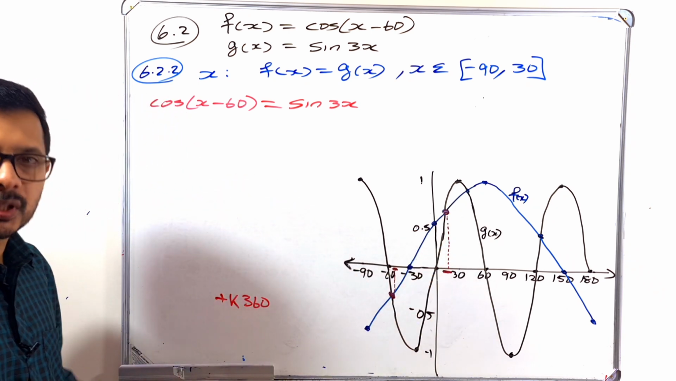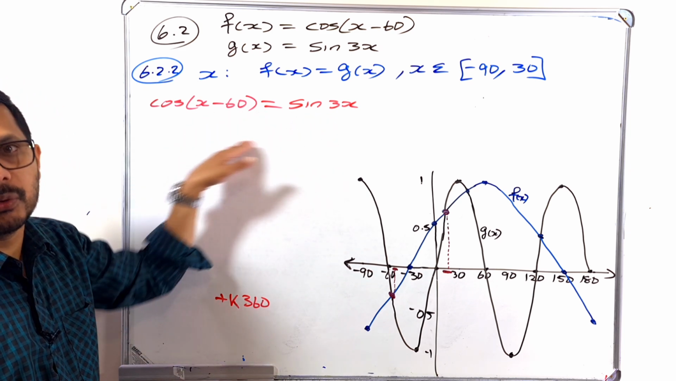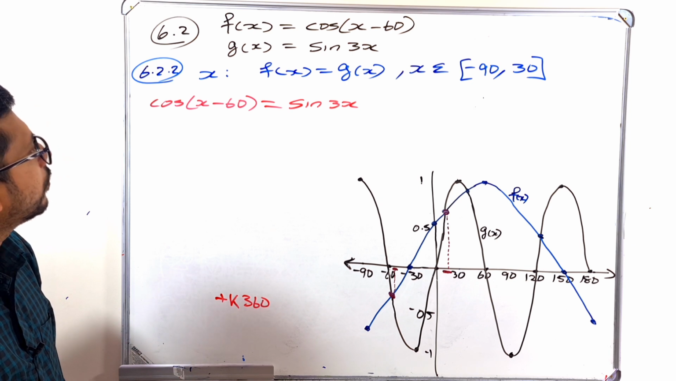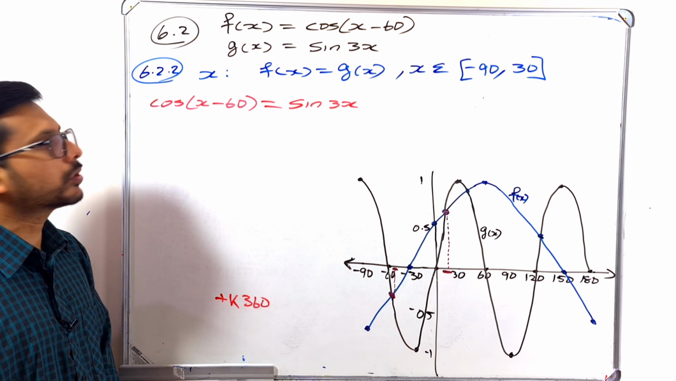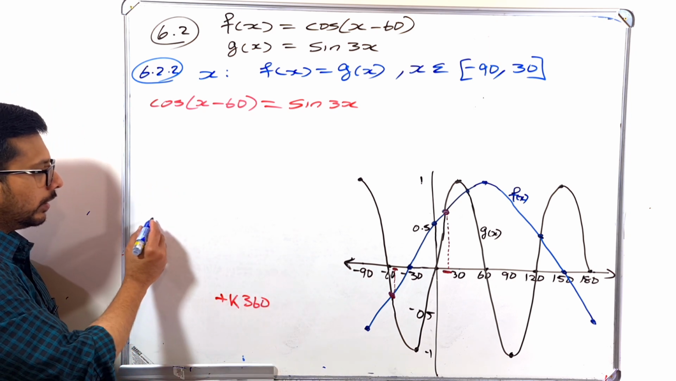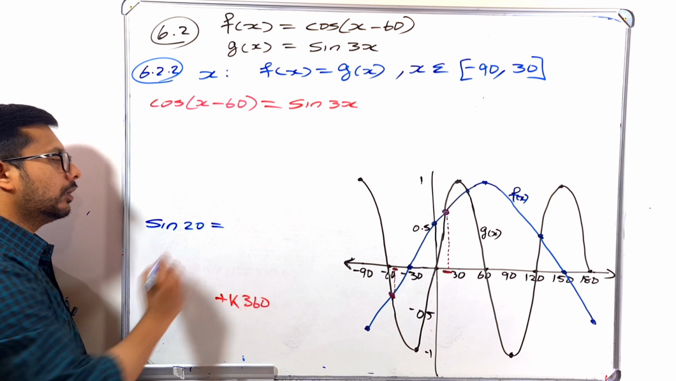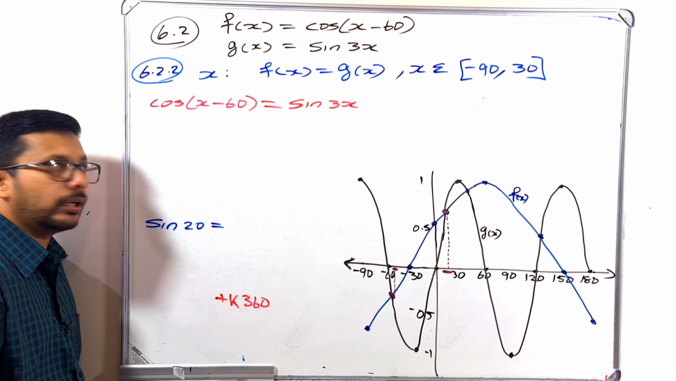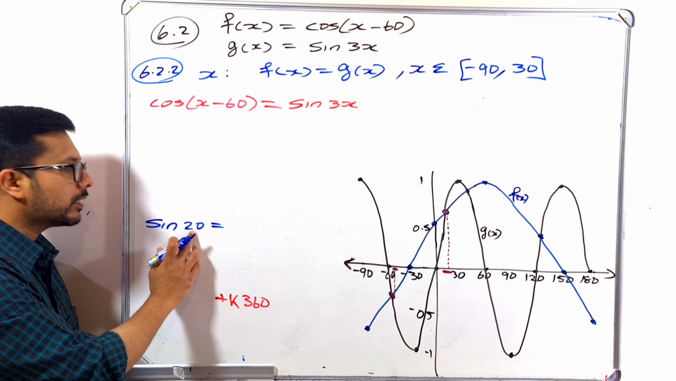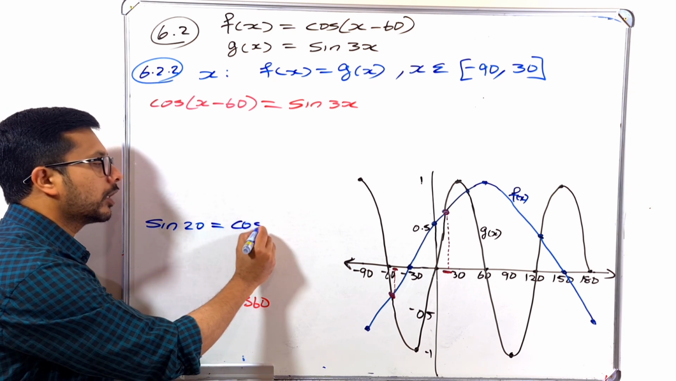Okay. So first we are going to find the general solution of this equation. How can you find the general solution of this one? Cos of x minus 60 is equal to sine 3x. Okay. So in small classes, you studied that, so for example, sine 20. There is no connection with this one, I'm just giving another example. How can you write this sine 20 as cos?